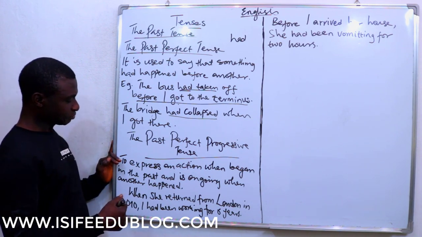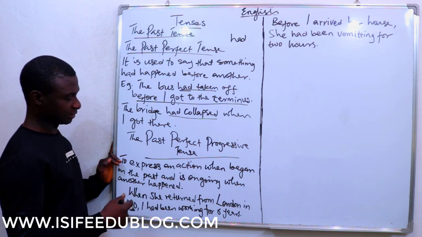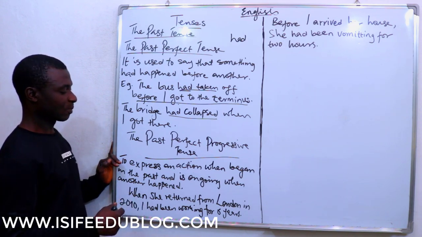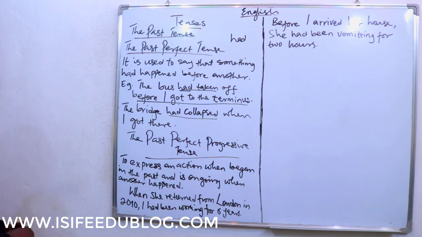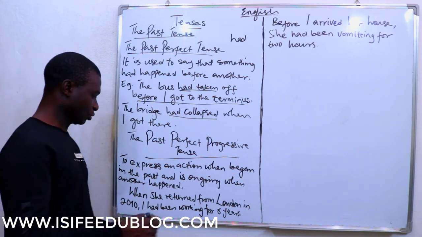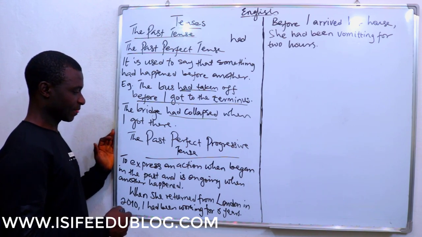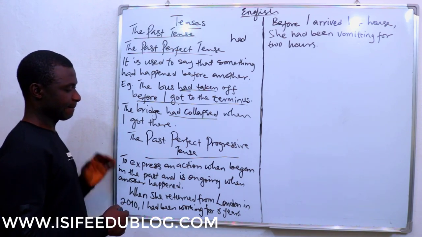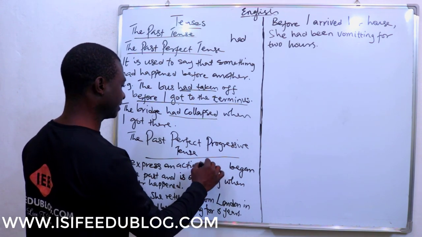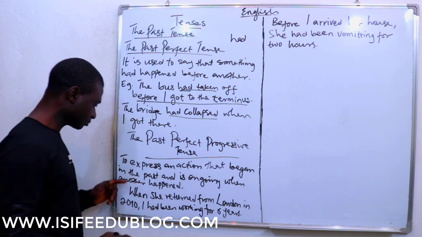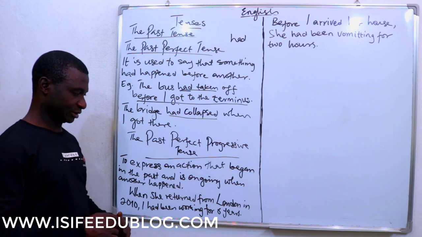Now, we have the past perfect progressive tense. What is the function of the past perfect progressive tense? We use it to express an action that began in the past and is ongoing when another happened.